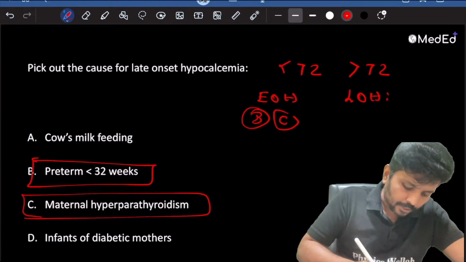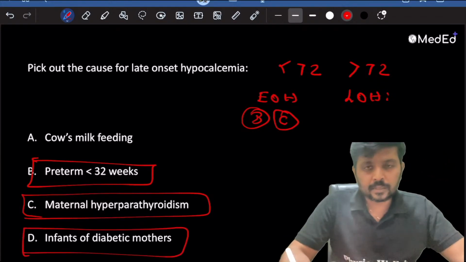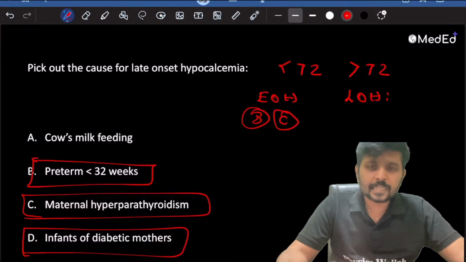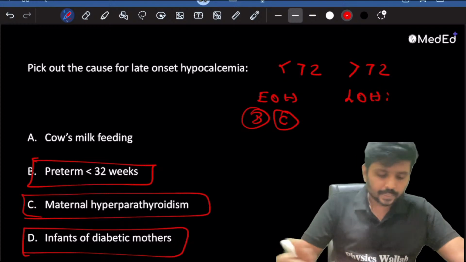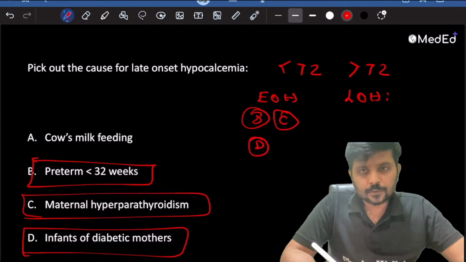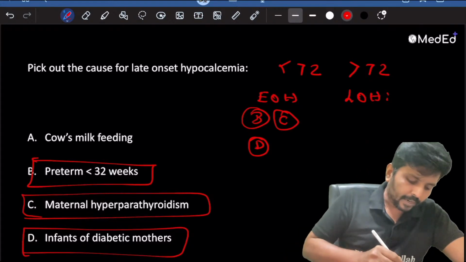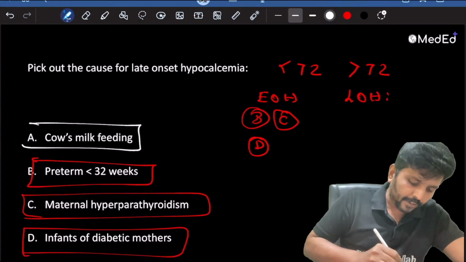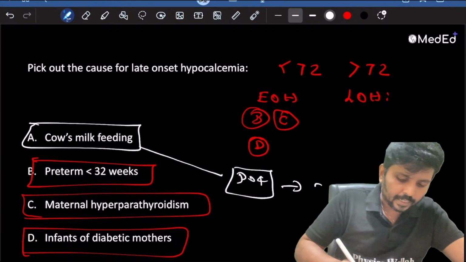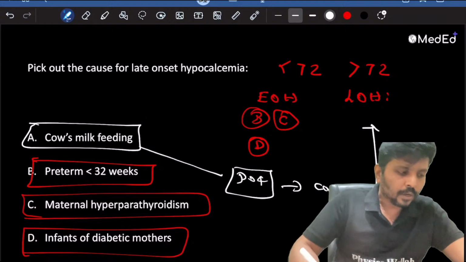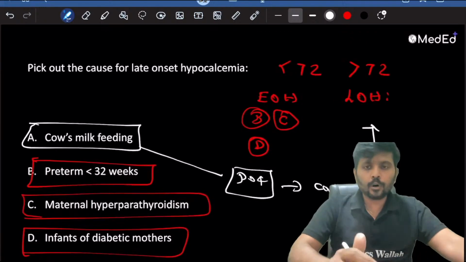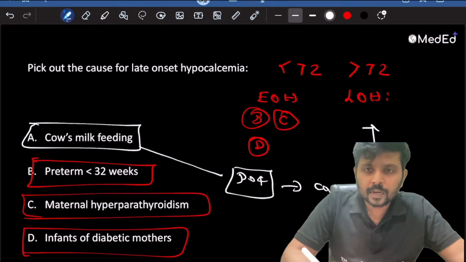So C also comes here. Infants of diabetic mothers will be plump, they will be obese. So the demand is high, as a result of which you will get early onset hypocalcemia. So B, C, D are causes for early onset hypocalcemia, whereas cow milk feeding, which contains more phosphorus, chelates your calcium, leading to late onset hypocalcemia. Which one? Cow milk feeding.